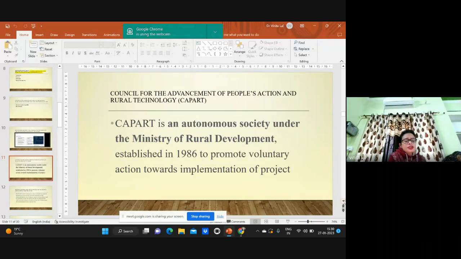CAPART projects will be based on a holistic approach to rural development, integrating various development activities for achieving the goals of preservation of biodiversity and environment enhancement.